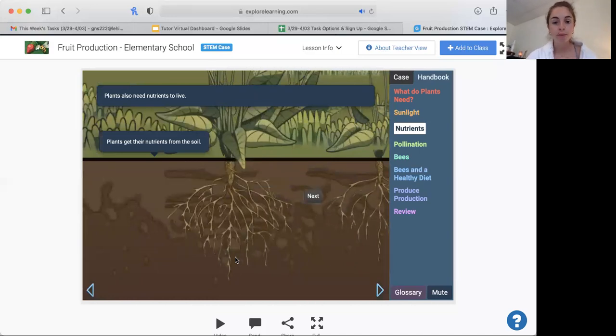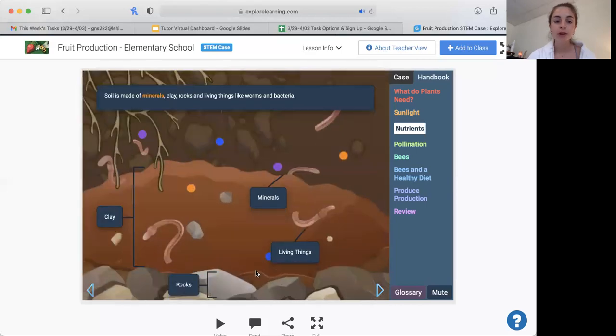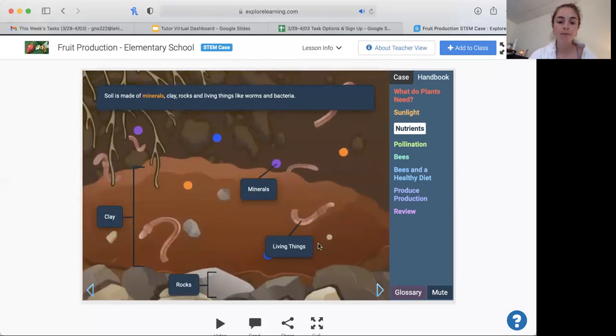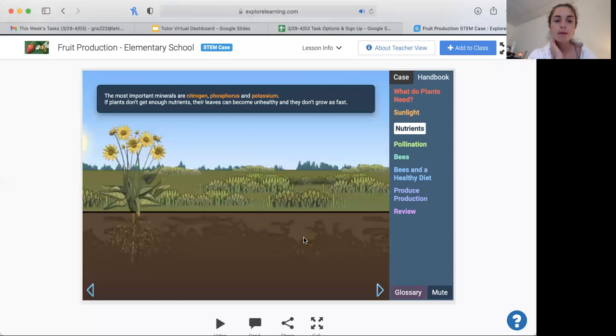Plants get their nutrients from the soil, and the nutrients in the soil enter the plants through their roots. The soil contains minerals, clay, living things, and rocks, and even sometimes bacteria. Plants need these minerals from the soil. The most important minerals are nitrogen, phosphorus, and potassium. If plants don't get enough nutrients, their leaves can become unhealthy and they don't grow as fast.